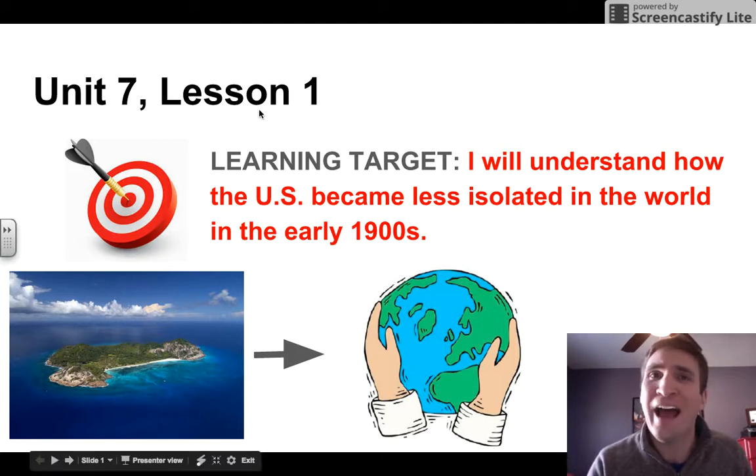Let's talk about how the U.S. opens itself up to the world. The learning target: I will understand how the U.S. became less isolated in the world in the early 1900s.